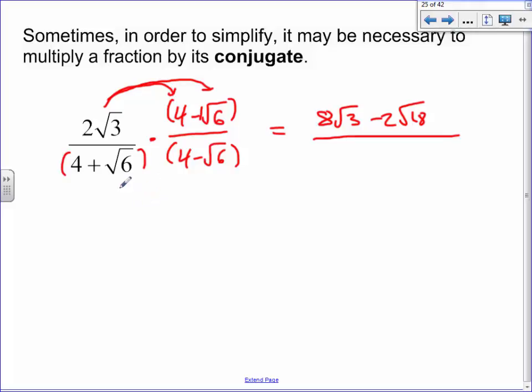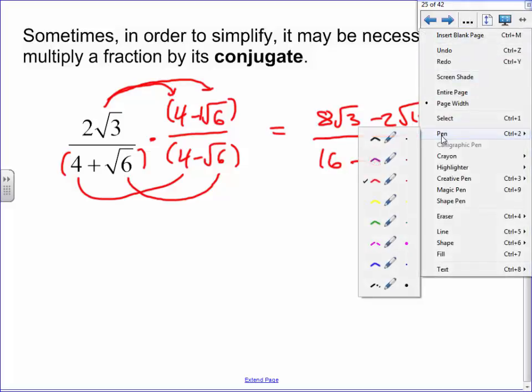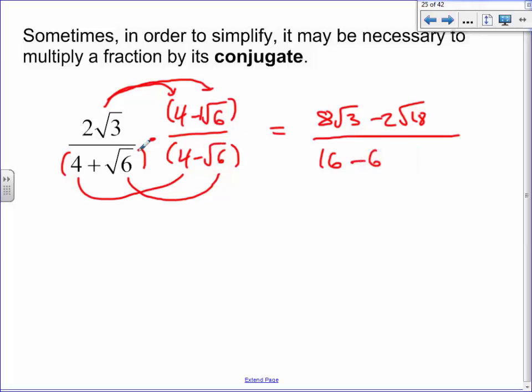And this is more of a traditional FOIL. I'm going to go 4 times 4 for 16. I'm going to go root 6 times minus root 6. Root 6 times root 6 is just 6, but it'll be minus 6. Here's where this is brilliant. Whoever came up with this conjugate idea had a great idea. When you times these ones together, the 4 times the root 6, I'm putting this in a new color specifically for a reason, by the way.